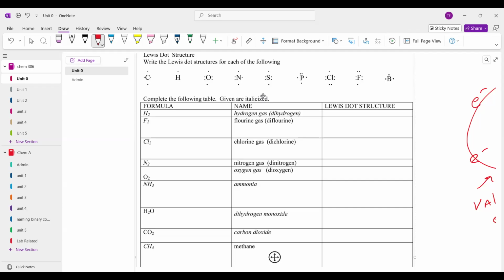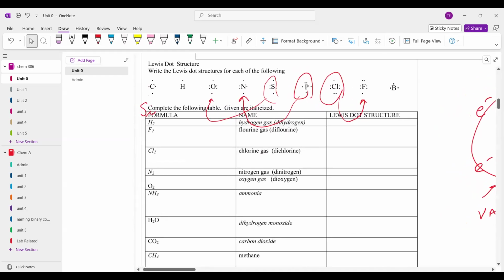So that's why sulfur is underneath oxygen in the periodic table. Phosphorus underneath nitrogen. Chlorine underneath fluorine. Underneath carbon is silicon. All those have the same valence. So all you need to know is carbon, hydrogen, oxygen, and nitrogen, because everything else falls below it. Okay, so the bottom line here, does that make sense to you guys?